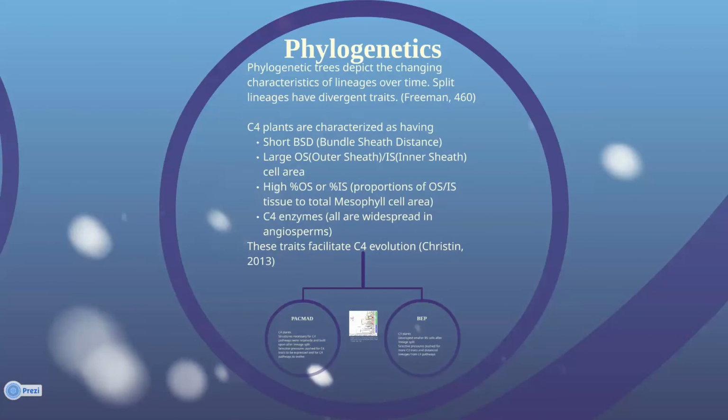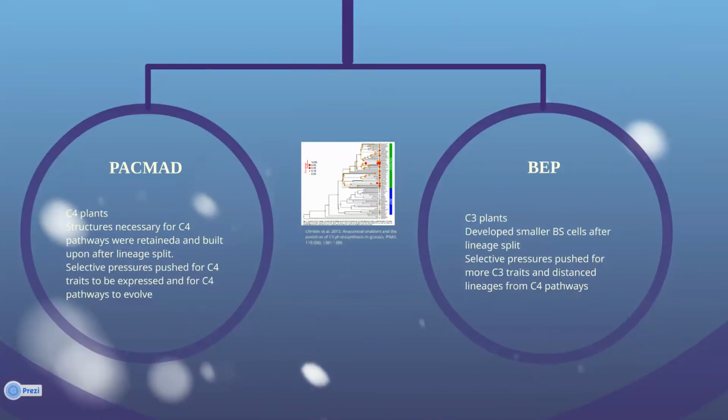By taking both the phylogenetic tree this team created and the characteristics of C4 plants into consideration, we can see that the BEP clade does not have C4 raised structures while the PACMAD clade does. These C4 traits include short bundle sheath distance, large outer sheath and inner sheath cell areas, high outer sheath to inner sheath cell area proportions, and C4 enzymes, which are present in most angiosperms. After this monophyletic group split, the PACMAD clade developed more C4-like structures, while the BEP clade developed more C3-like structures. Now let's look at the phylogenetic tree that demonstrates this.